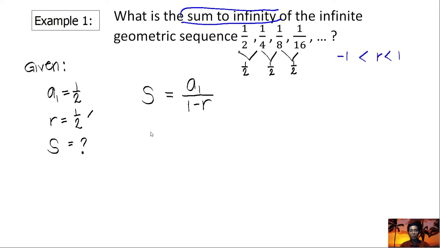So substitute na po natin. S equals, ang a sub 1 po natin is 1/2. So fraction all over, okay, so 1 minus, ang common ratio po natin is also a proper fraction. So ayan. So ang lumabas po, naging complex fraction na po siya. Okay, so what is S equals 1/2 all over 1 minus 1/2. So, sisimplify na po natin itong complex fraction po na to.